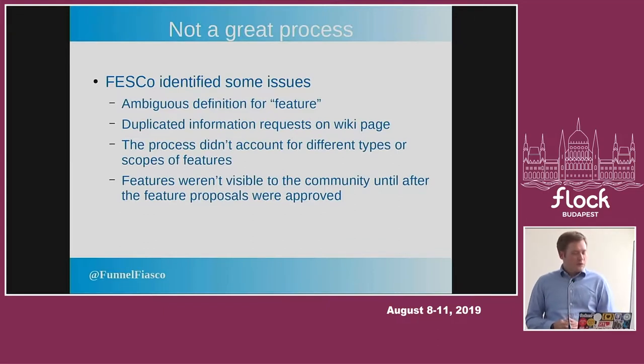It didn't account for different types or scopes of features. So if you wanted to add a new desktop environment, that was the same as if you said, let's replace the Linux kernel with BSD. They use the same process, even though they are very much not the same scope. And the process really didn't make the feature proposals visible to the community until after they were approved. Like after FESCO said, yep, this is good, then it was like, oh, yeah, hey, we're going to do this thing now.